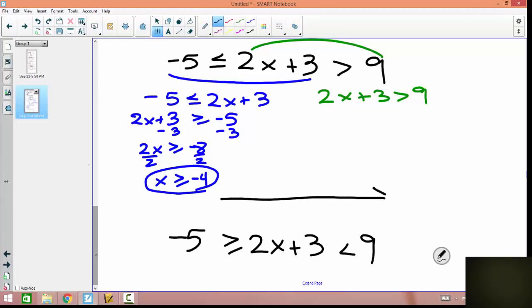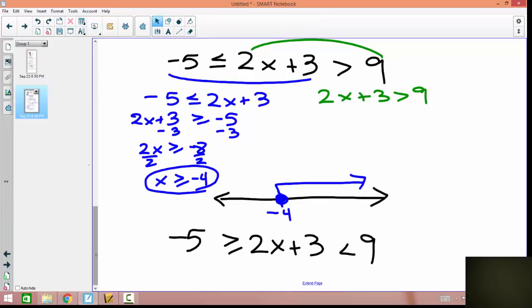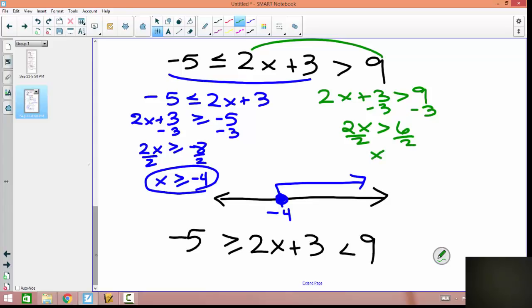Just to recap. So we don't really know if our other number is going to be above or below -4. So just put -4 in the middle-ish. You have a closed circle with an arrow to the right because it reads is greater than. Over here in the Greenland, you are going to subtract 3. So 2x is greater than 6. When you divide by 2 to isolate the x to make it oh so happy, you get a 3. 3 is up here. You have an open circle with an arrow to the right.